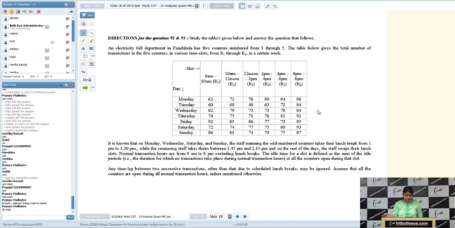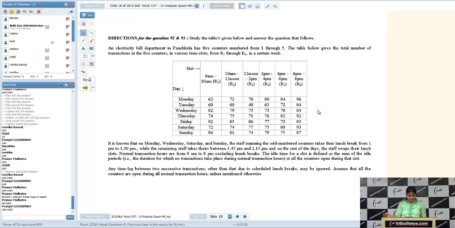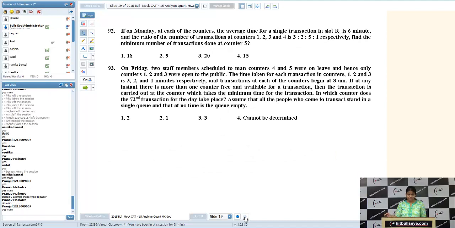Okay, question number 92 and 93. That set was difficult. Okay, any problem in this? Okay, Pranjal. See what is the 92nd question. If on Monday at each of the counters the average time for a single transaction in slot R1 is 6 minutes and the ratio of the number of transactions at counters 1, 2, 3 and 4 is 3:2:5:1 respectively, find the minimum number of transactions done at counter 5.